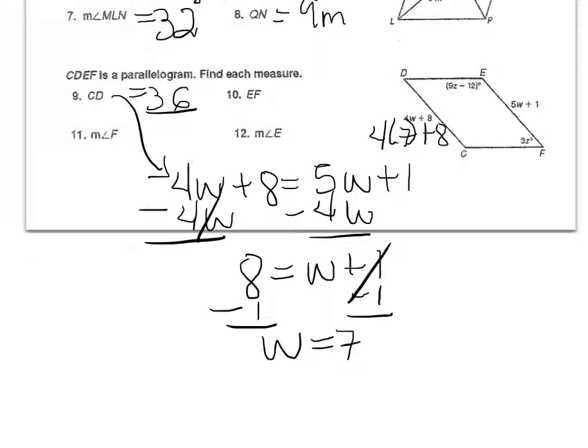Okay, let me pause it. In problem number 10, it says find the measurement of EF. How much is going to be EF? It should be the same because opposite sides are congruent. So if CD is 36, EF must be 36 also. So they're both the same. That's right. Next, the measurement of angle F.